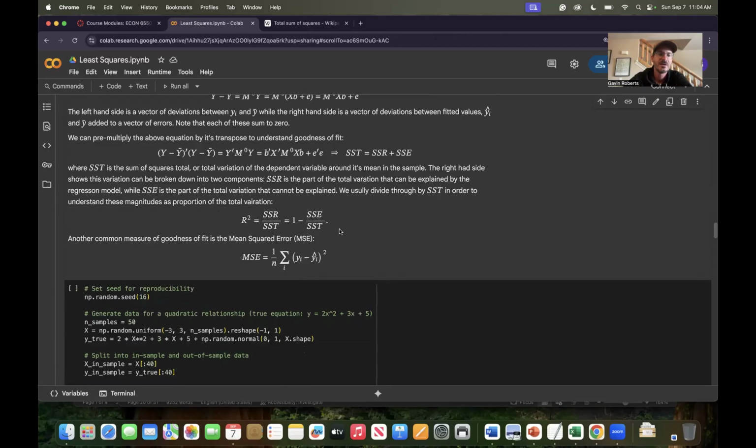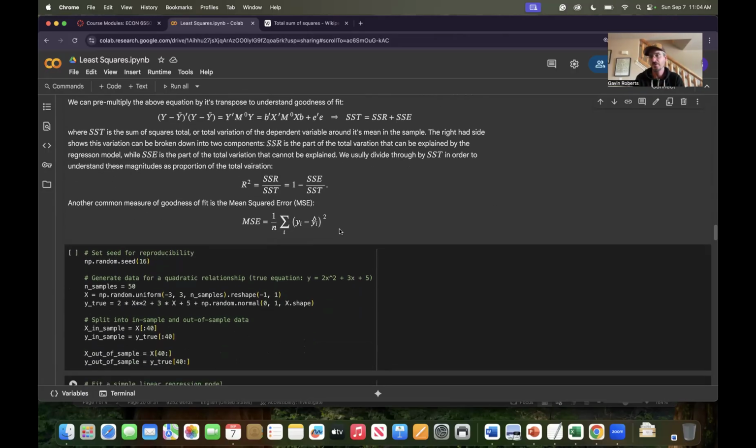Now, another one that you possibly use all the time, and one that comes out, I think, because of a huge focus on out of sample prediction and things like that, is the mean squared error. And that's great. It's very similar to R squared in a lot of ways.